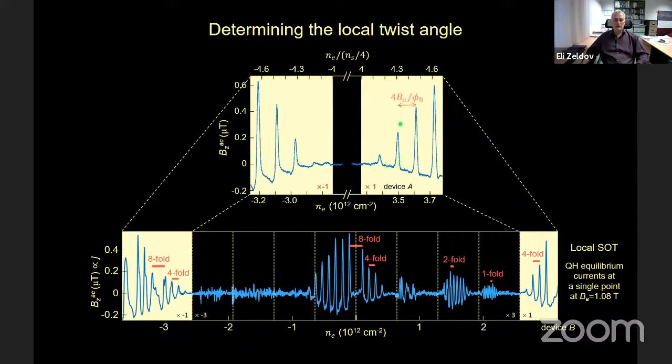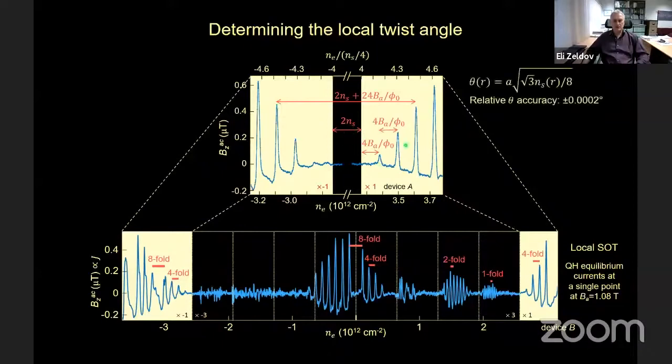We said they are 4-fold degenerate, so we know exactly the distance between these peaks. They are 4 times the applied field divided by phi naught. But now if we look at the distance between these opposite peaks, it will be 2 times 4 B applied over phi naught plus 2ns. This is how many carriers we have to put in order to go from -ns to +ns. So if we can measure this distance very accurately, we can measure ns very accurately.